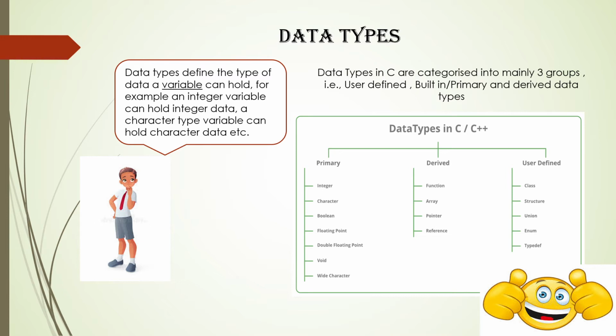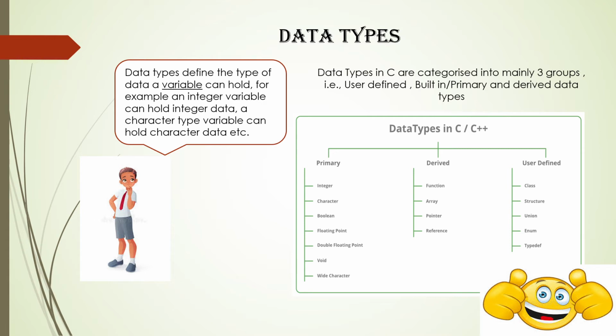For example, an integer variable can hold integer data, a character type variable can hold character data, and etc. In C, data types are categorized mainly into three groups: user defined, built-in or primary, and derived data types. Primary data types include integer, character, boolean, floating point numbers, void, etc. Derived includes function, arrays, pointers, and these we will cover in the upcoming lectures. User defined includes class, structure, union, etc. These will also be covered in the upcoming lectures, so don't worry about it.